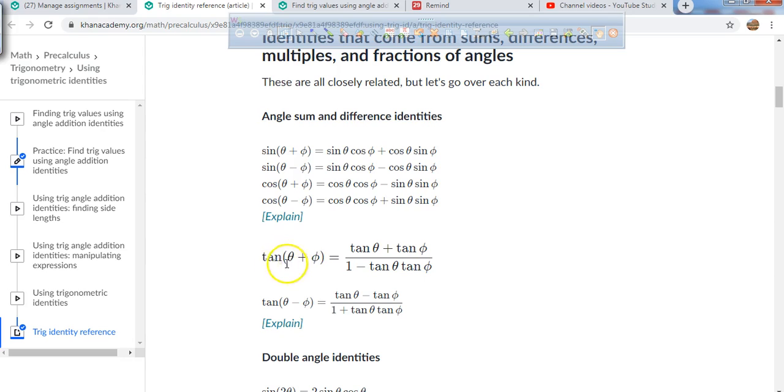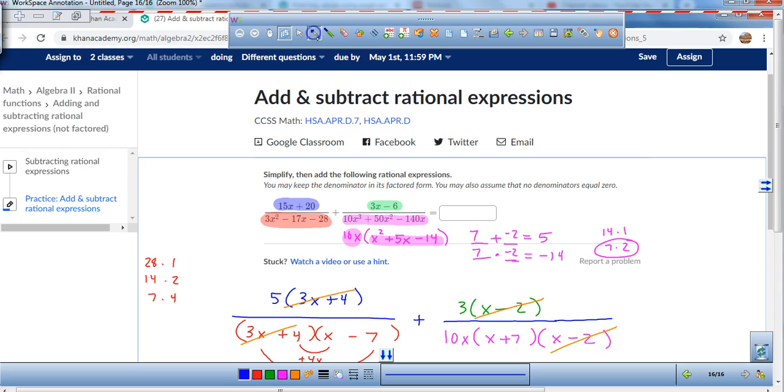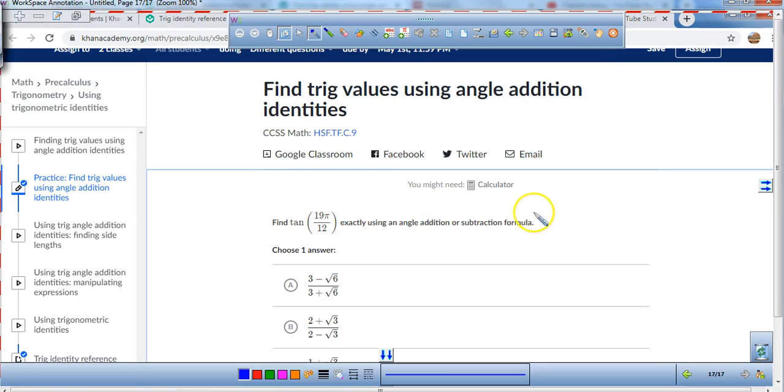We're going to be using this one right here, the tangent of theta plus phi, except I'm going to use x and y instead of theta and phi. It's a little bit easier. So let's go ahead and write this problem down. It says we're going to find the tangent of 19 pi over 12 exactly using angle addition or subtraction formulas. So what I'd like you to do is just write down the tangent of 19 pi over 12.